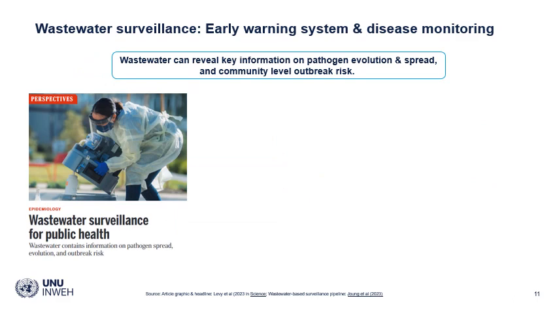One major advancement in water and health research from the global COVID-19 pandemic was the rapid advent of wastewater epidemiology or surveillance as a useful early warning system for disease monitoring. Wastewater contains key information on pathogen spread, its evolution, and outbreak risk at the community level. You may want to ask, why is this useful?